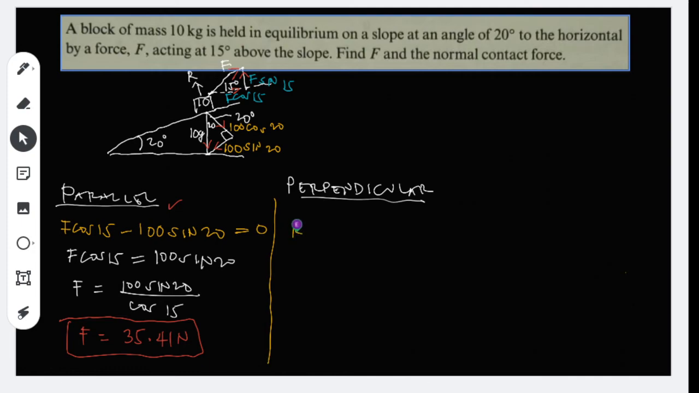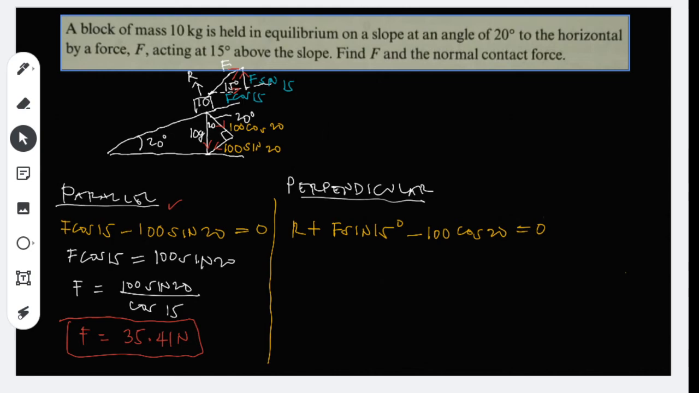So with this, we can say that R plus F sine 15 degrees minus 100 cosine 20 is equal to 0. So that is our statement. Again, we are still using F is equal to ma. But since there is no acceleration given in this problem, we can just put the right side equal to 0.